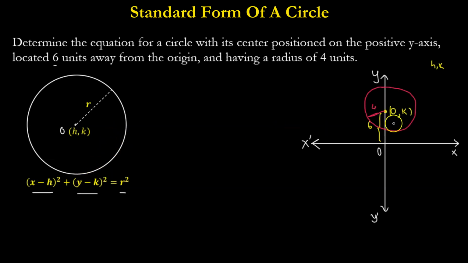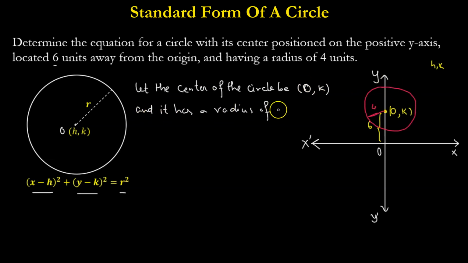Let's begin. So we'll first specify the center of the circle. So let the center of the circle be 0, k. So 0, that's because the x coordinate is 0 on the y-axis. And it has a radius of 4 units. So this information is already provided to us. And it's also given that the center is 6 units above the origin O.